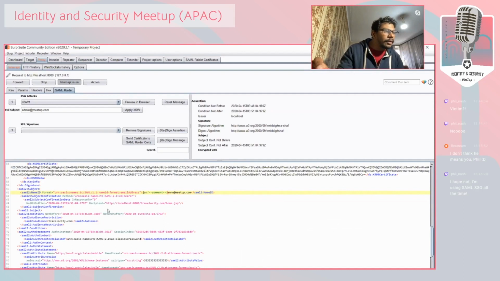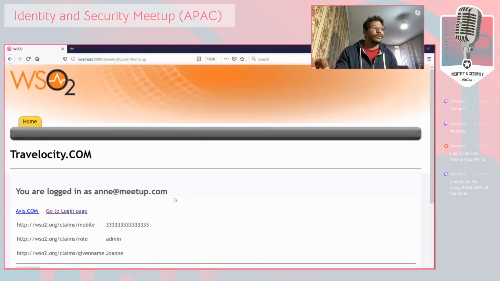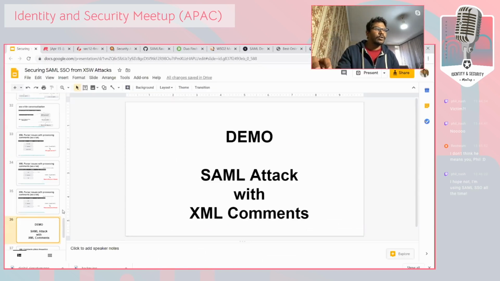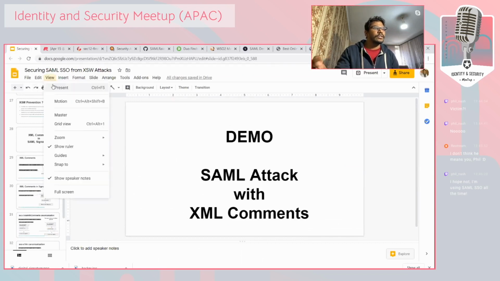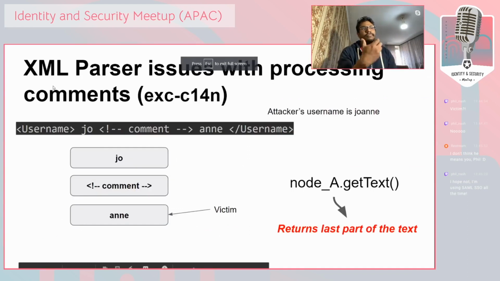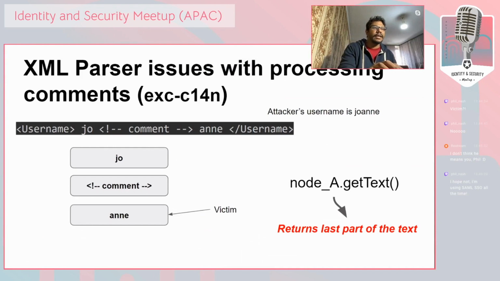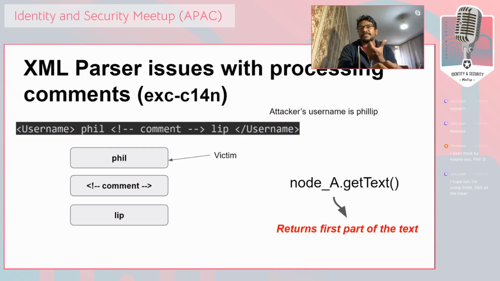And then I'll show you the canonicalization method a little bit later. Here you can see that the without comments canonicalization method is used. So I simply forward this thing, turn off the interceptor. You can see I have logged in as Ann at meetup.com, right? So basically here how the parser behaved was simply it took the last part of the text right after the comment. But some parsers behave differently. They might be picking up the first part of the string.